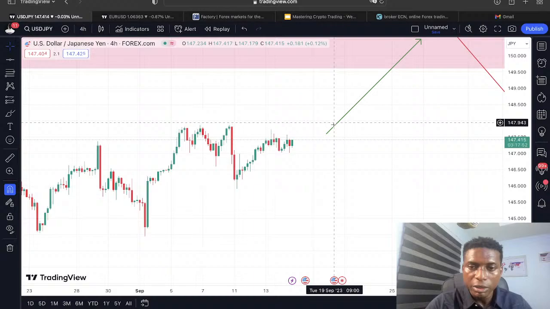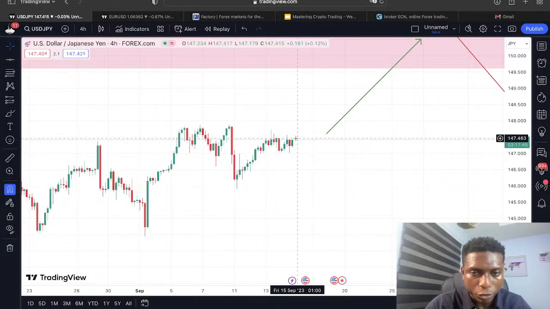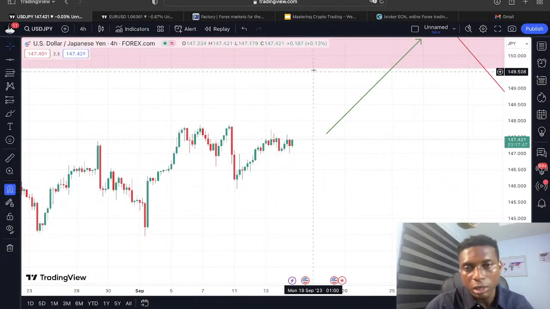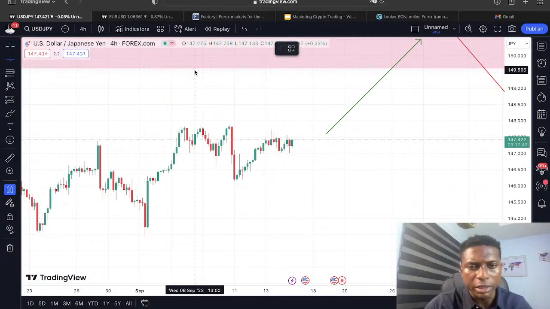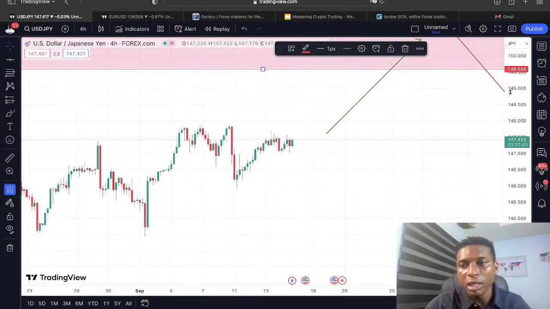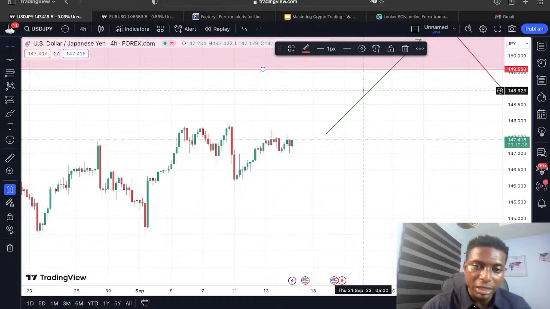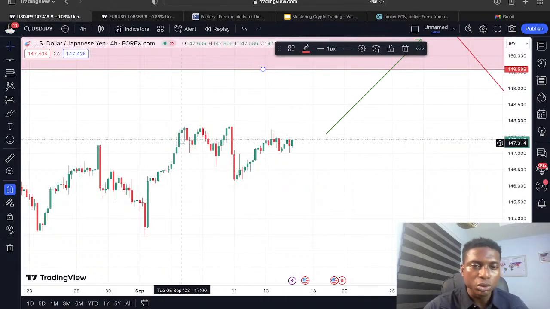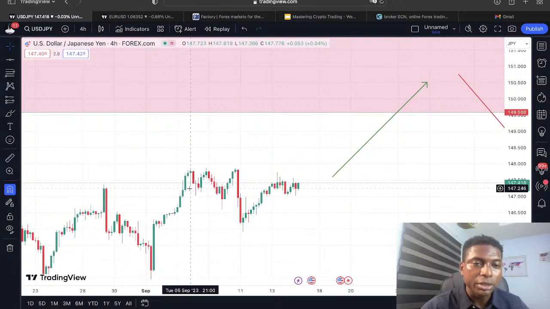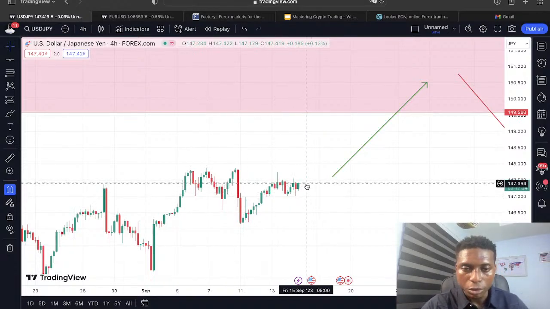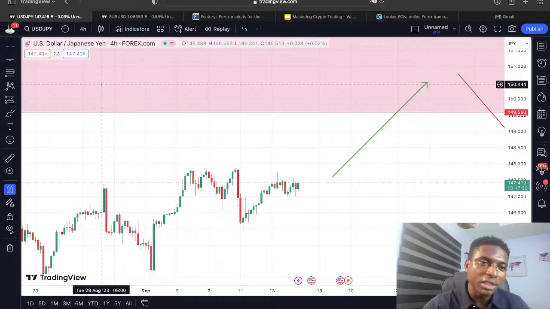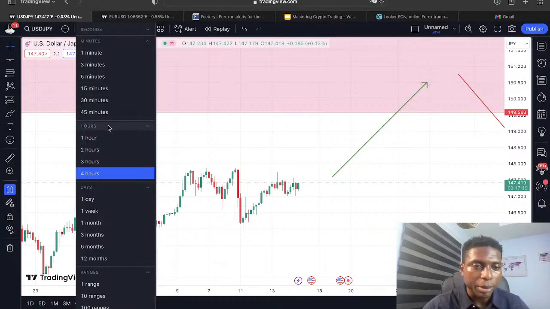So Euro USD from this level is a buy. You can buy at this level and set your take profit here, at 149.588. Definitely you want to set your stop loss at a price level to your own discretion. So for USD JPY we are projecting a buy.